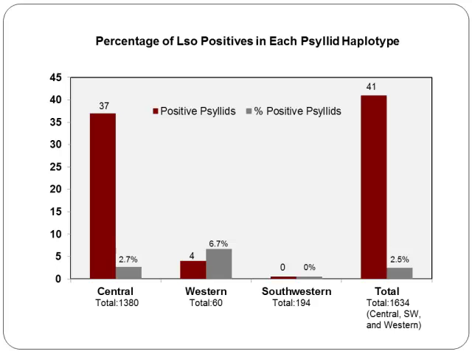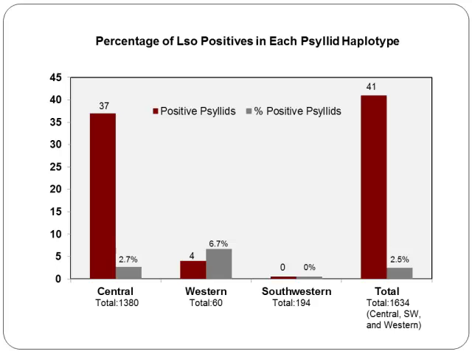41 psyllids tested positive out of 1,633. This 1,633 is the combination of the three haplotypes, so it makes about 2.5% for the three. For the central haplotype, we found 37 positives out of 1,380 psyllids, so it makes about 2.7%. So it's very equivalent to the average of the three.